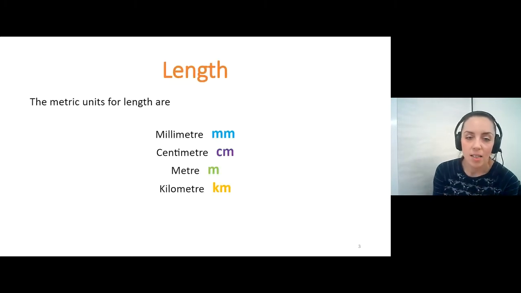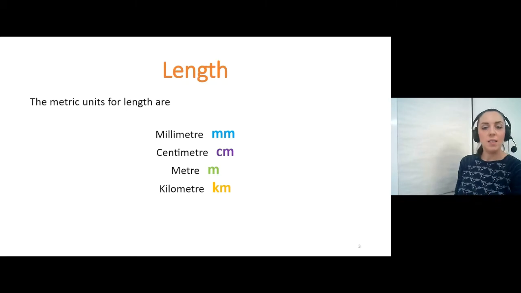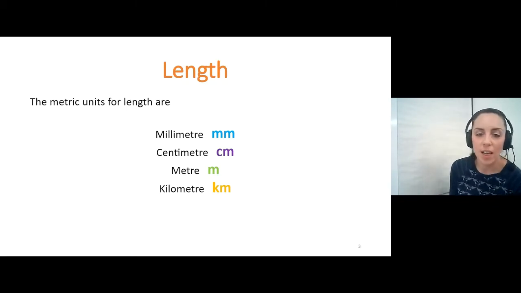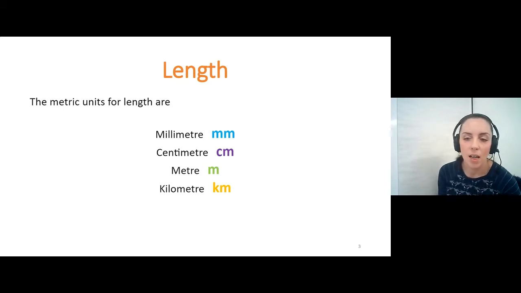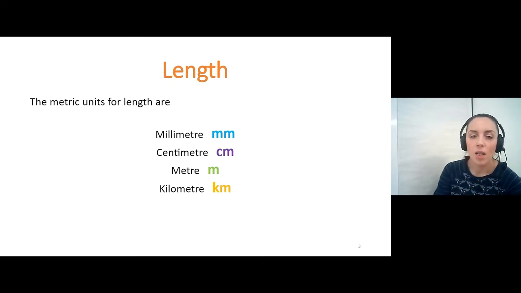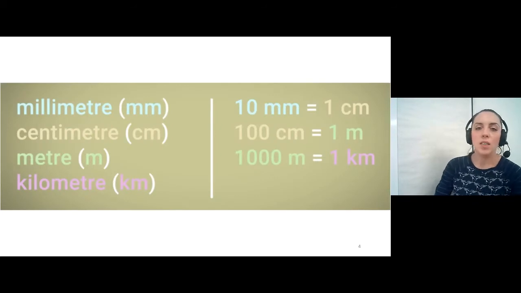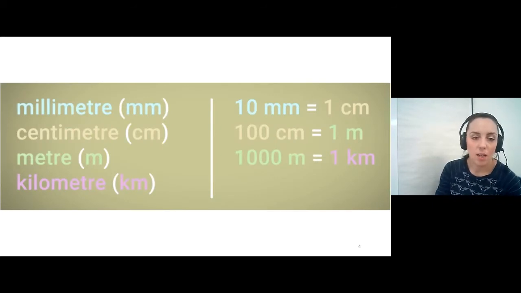So let's get started. Length first. So the metric units for length are millimeters, centimeters, meters, and kilometers. And hopefully you all recognise the shortened versions of those. This you will need to memorize. So this is metric units for length. You will need to know each of these.